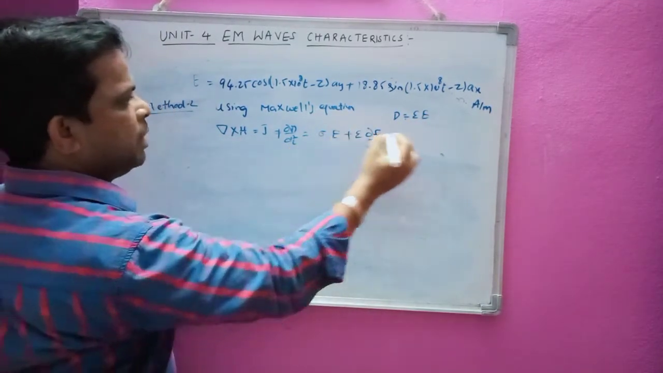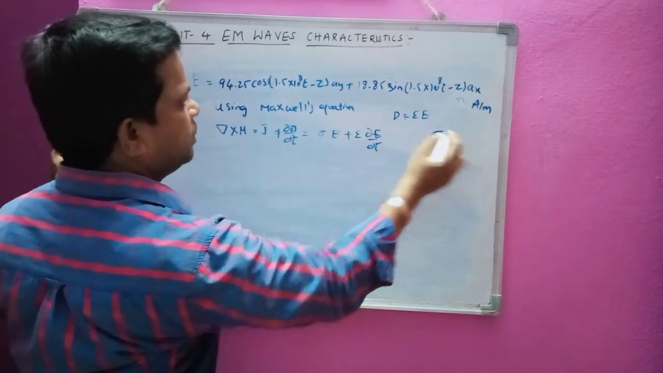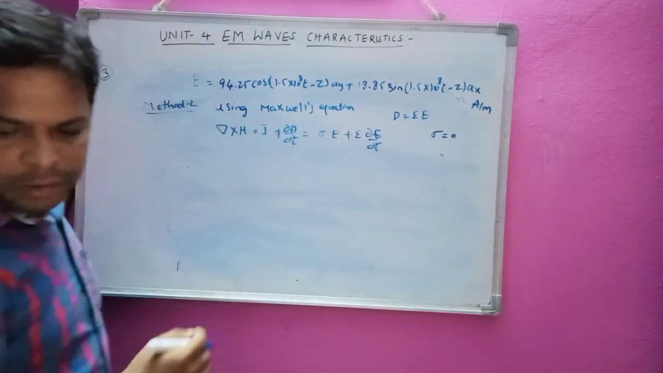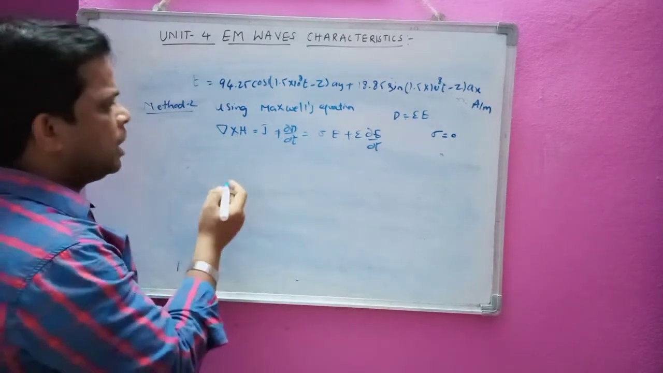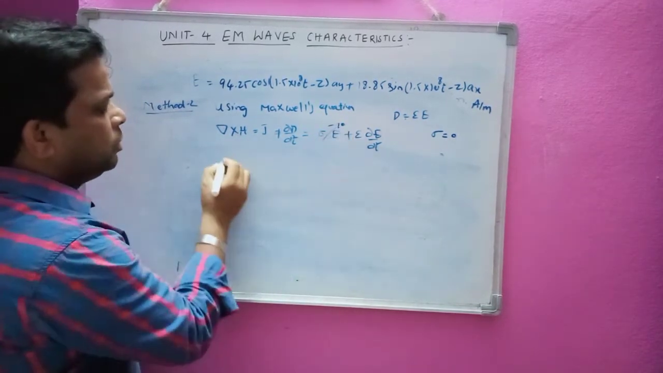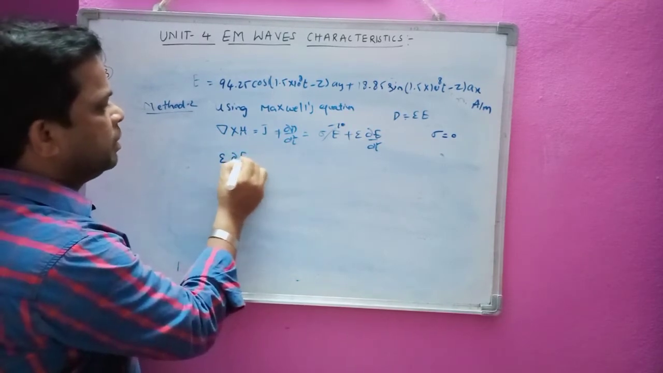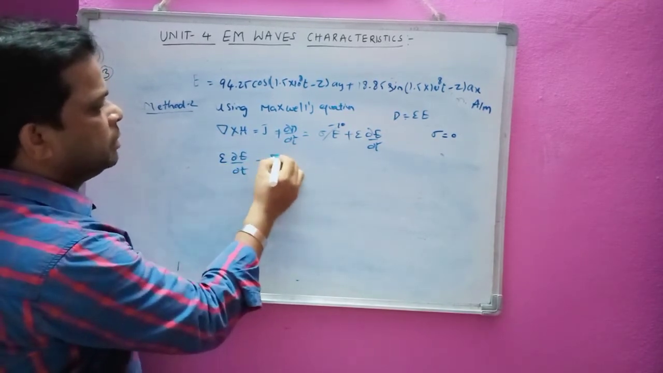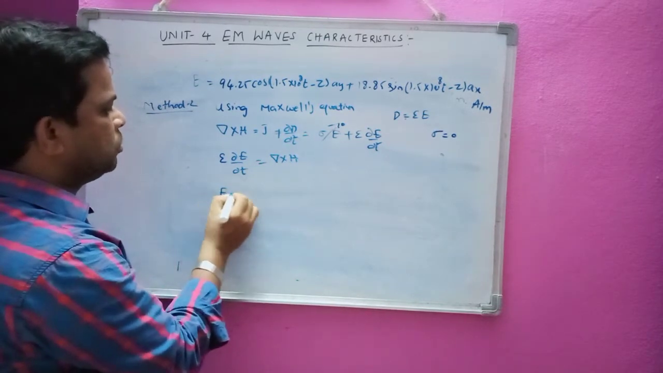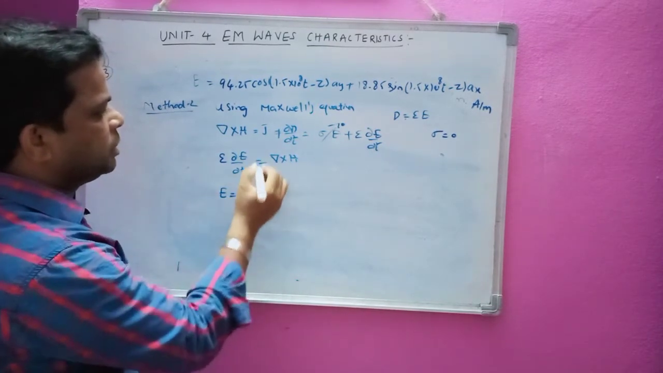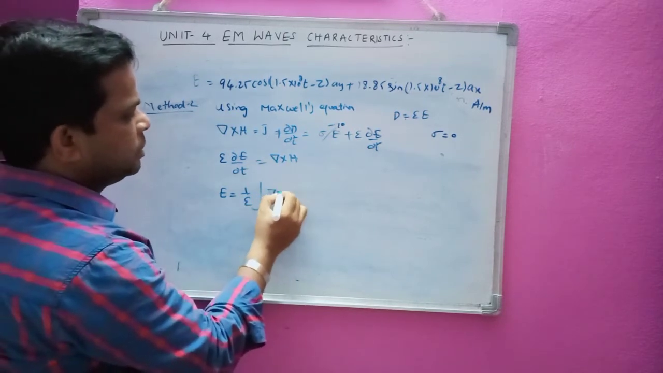So sigma is 0 here for the lossless dielectric. The given problem is a lossless dielectric, for which sigma is equal to 0, and now we can say this is 0. Now epsilon into dou E by dou t is equal to del cross H. Okay, now I will take this to the right hand side, that is E is equal to 1 by epsilon integration of del cross H dt.